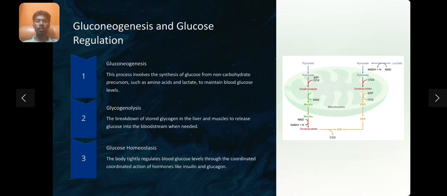Gluconeogenesis and glucose regulation. Gluconeogenesis. This process involves the synthesis of glucose from non-carbohydrate sources such as amino acids and lactate to maintain blood glucose level. Glycogenolysis. The breakdown of stored glycogen in the liver and muscles releases glucose into the bloodstream when needed. Third, the body tightly regulates the glucose level through the coordinated action of hormones like insulin and glucagon.